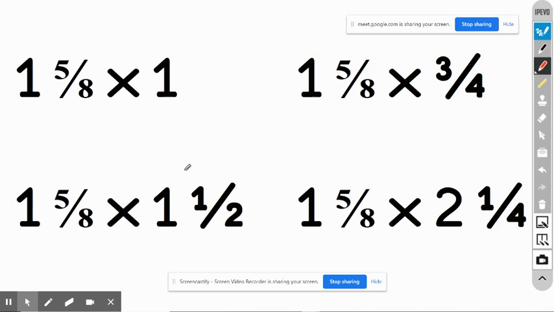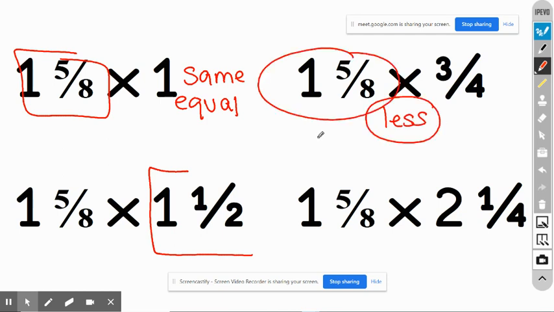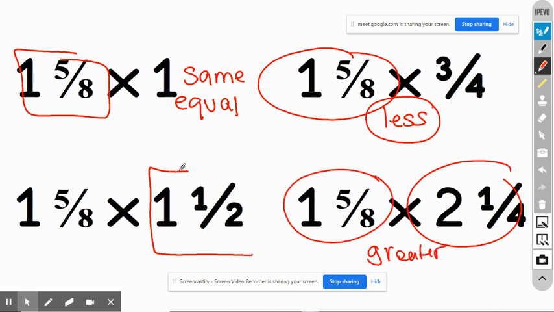Now, how about 1.5? So here is the same, or means equal to this, right? Here is going to be less than this. Here is going to be greater than this because it's greater. How about 1.5? What do you think? Is 1.5 equal to 1? Is 1.5 greater than 1? Or is 1.5 less than 1?